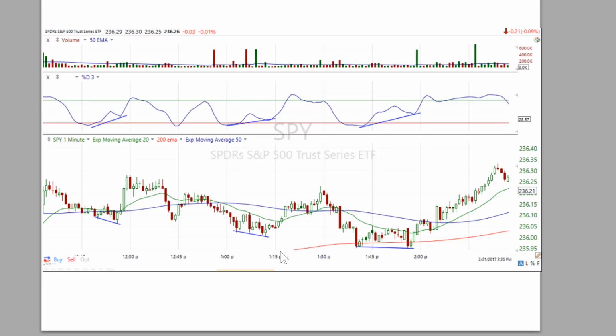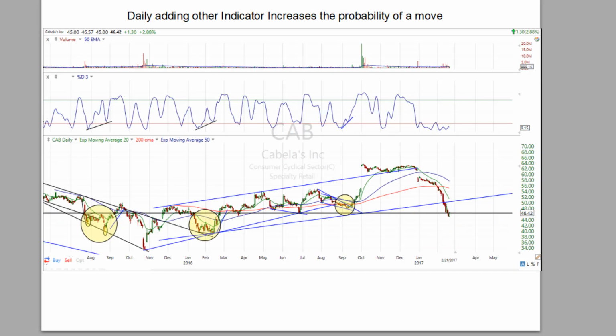All right, so we just left off with talking about divergences and what they look like. Adding divergences to other indicators. Same thing. You have a divergence, but you have an underlying trend line that's established. As long as it's an established or an old one, and you come down as a divergence on it, great spot to be in.